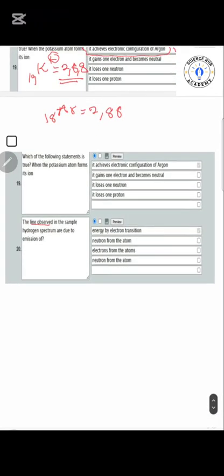And finally, number 20. The lines observed in the sample of hydrogen spectrum are due to, now when you have a transition of an electron from a lower energy level to a higher energy level, such an electron can come back to its resting position by emitting light in form of spectrum. And so we say this is going to be done by energy. The electron is going to emit energy through transition. So energy by electron transition. That's what causes emission of spectrum. So the answer is this.